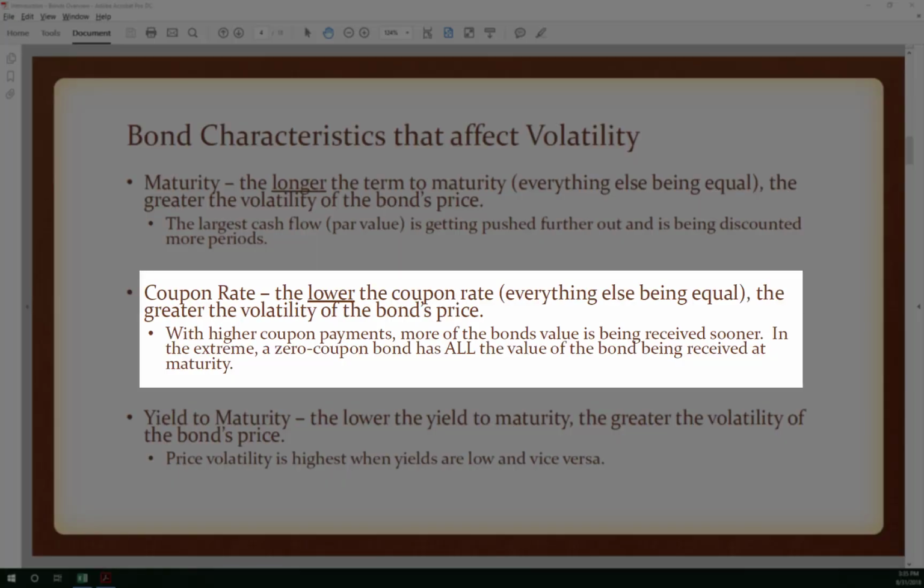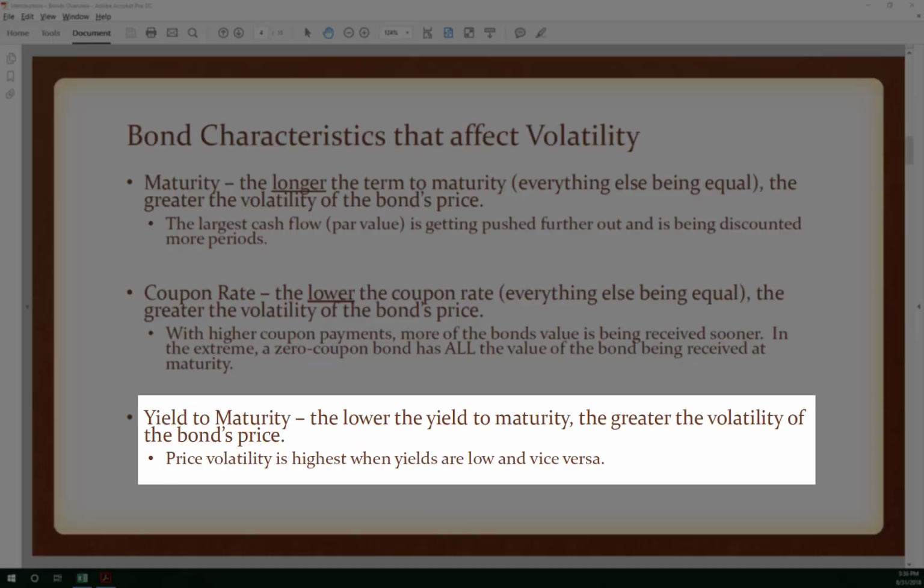The coupon rate is another very important characteristic that affects volatility. In this case, the lower the coupon rate, again everything else being equal, the greater the volatility of the bond's price. With higher coupon payments, more of the bond's value is being received sooner. A higher proportion of the value is coming in those interim cash flows. In the extreme, a zero coupon bond has all of the value of the bond being received at maturity. So this would be the extreme of a very low coupon rate, zero coupon. That's going to have the greatest volatility for that particular maturity.